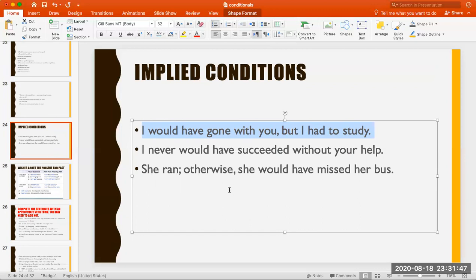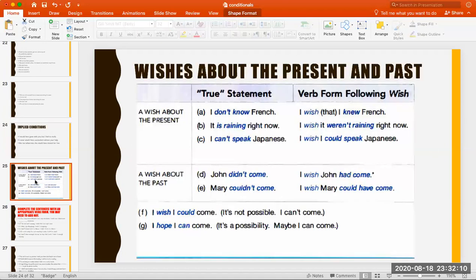I never would have succeeded without your help. If you hadn't helped me, I wouldn't have succeeded. She ran; otherwise she would have missed her train, her bus. Look at this, the semicolon here makes it a compound sentence. If she hadn't run, she would have missed the train.